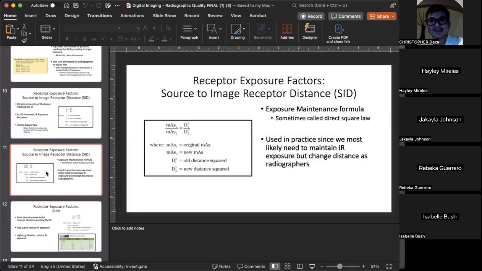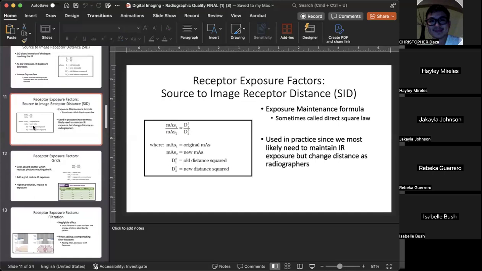There's a bunch of formulas in here. I'll let you read on your own. You probably have seen them multiple times throughout your career, but they just basically showcase the inverse square law, the 15% rule, this exposure maintenance formula where you showcase how much mAs you'll need if you change distances, things like that. Okay, all those formulas that you've done in the past.